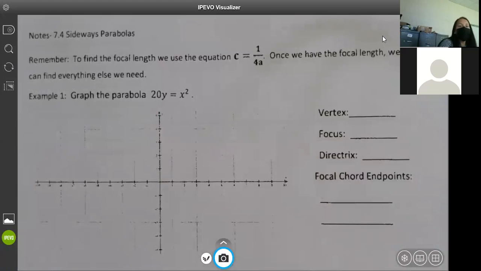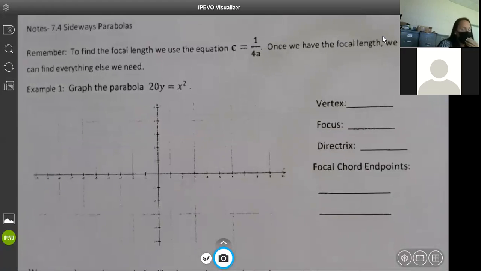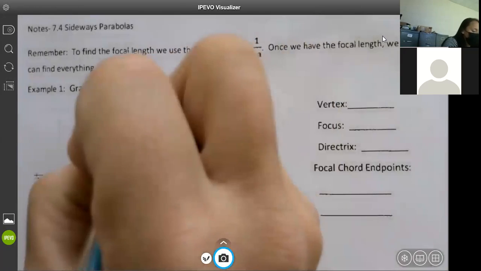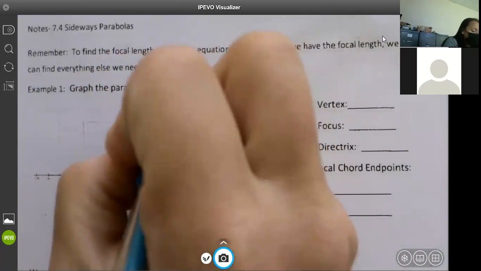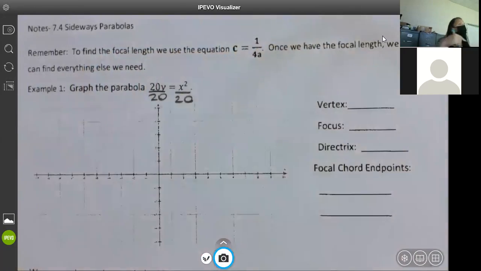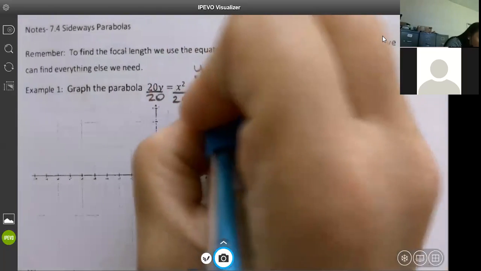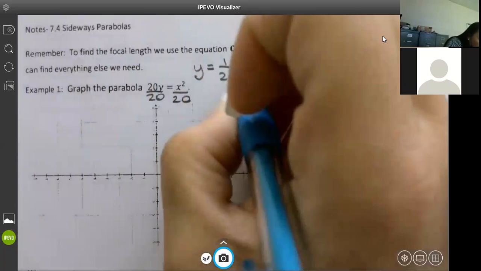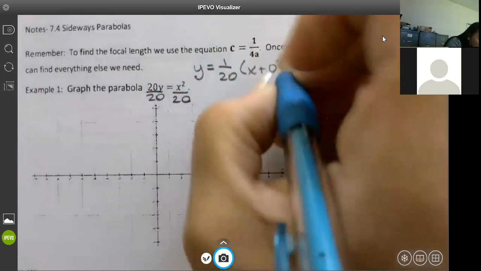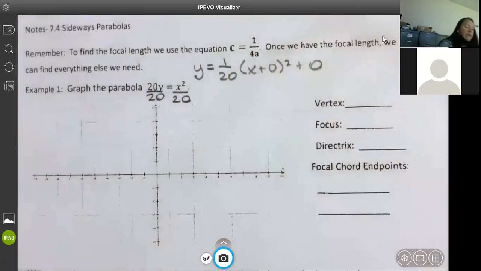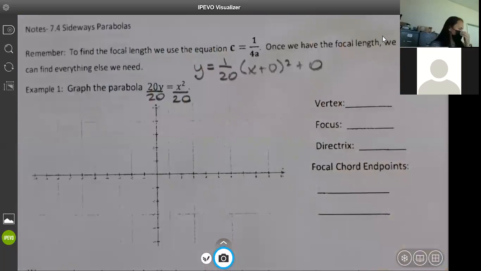All right. So example one says graph the parabola 20y equals x squared. Remember what we said the first thing we need to do was get that y by itself. So whatever your singular variable is, the one without the square, is going to be the one that you're solving for, okay? So this changes this equation into y equals 1 over 20 x squared. And remember, I told you we can go ahead and rewrite it like this.